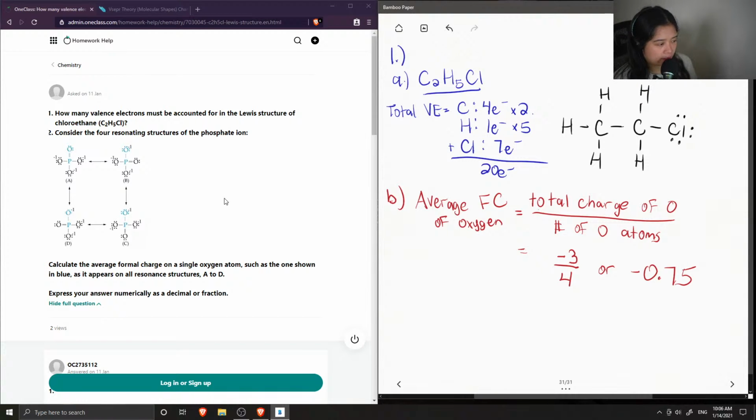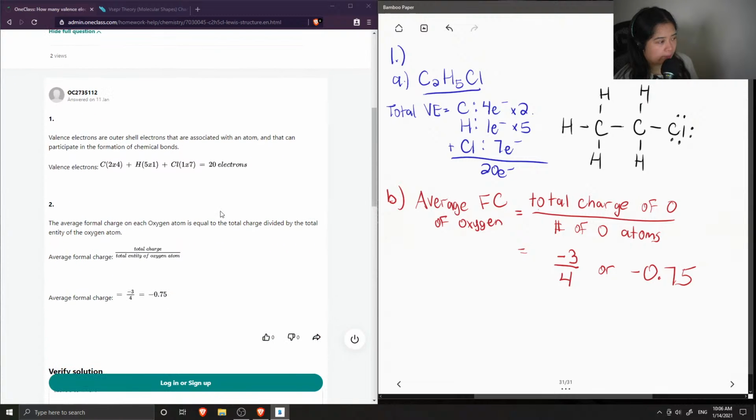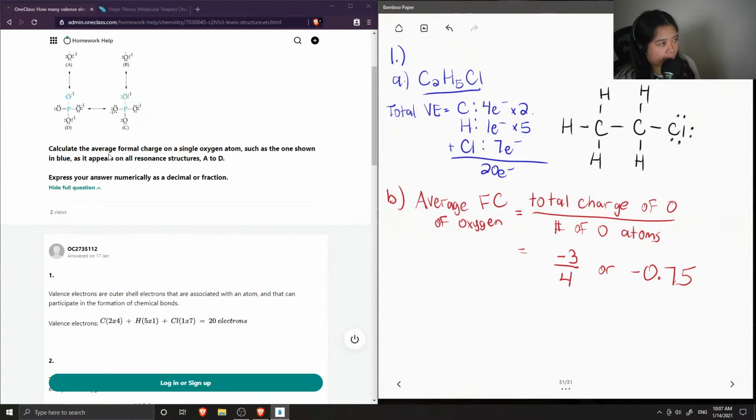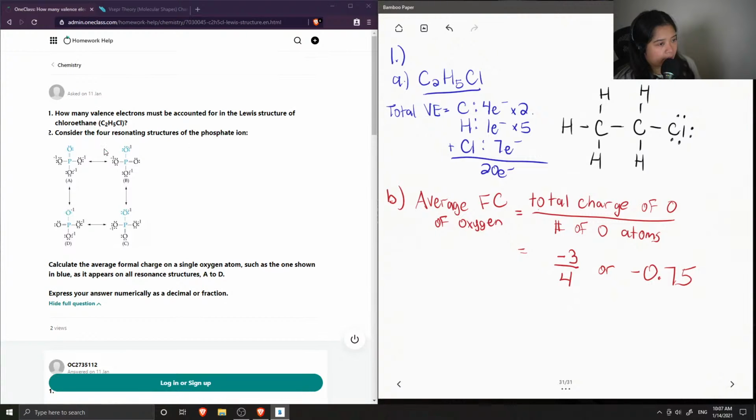Okay, so now let's see what the junior tutor said. For the first part, valence electrons are outer shell electrons that are associated with an atom and that can participate in the formation of chemical bonds. So they have 20 valence electrons for chloroethane.